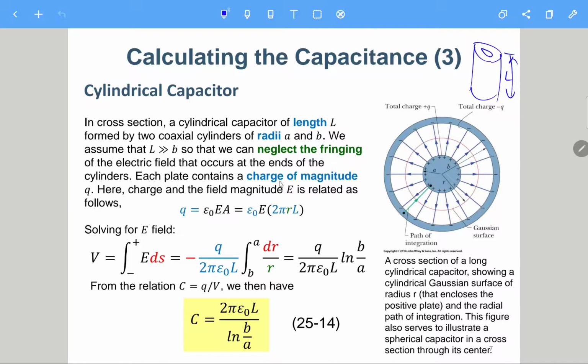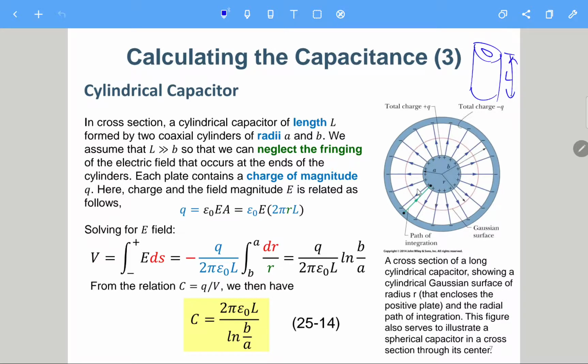So each plate contains a charge of magnitude Q here. Still, we apply Gauss's law for this Gaussian surface in red color. In this case, the E field will be pointing outside, because we assume that this one is positive charge and this one is negative charge. So the E field will be in the radial direction and point to the outside.